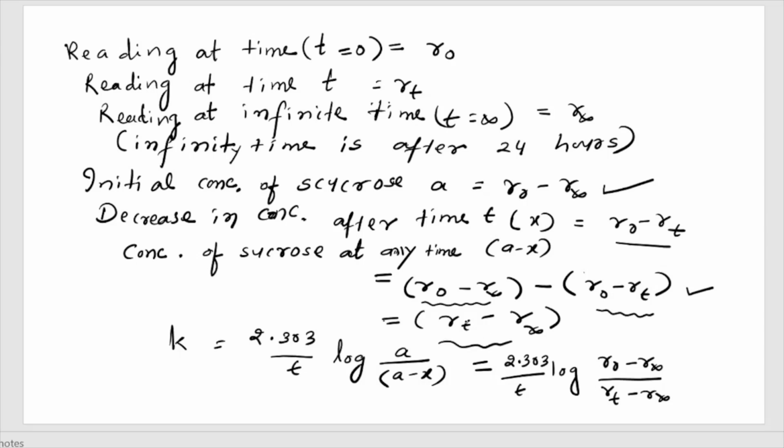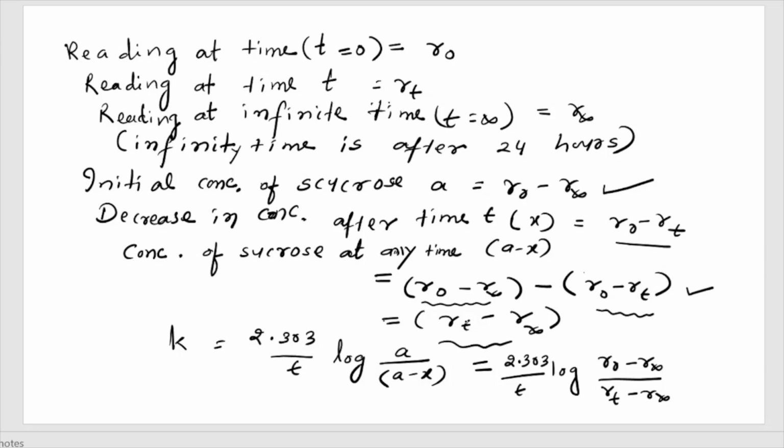So you put the value, simple. K equal to 2.303 by T log A by A minus X. This is the first order rate equation where you can calculate K easily.